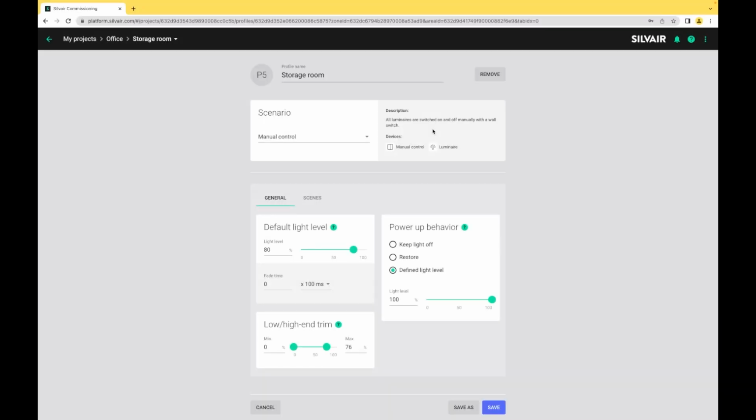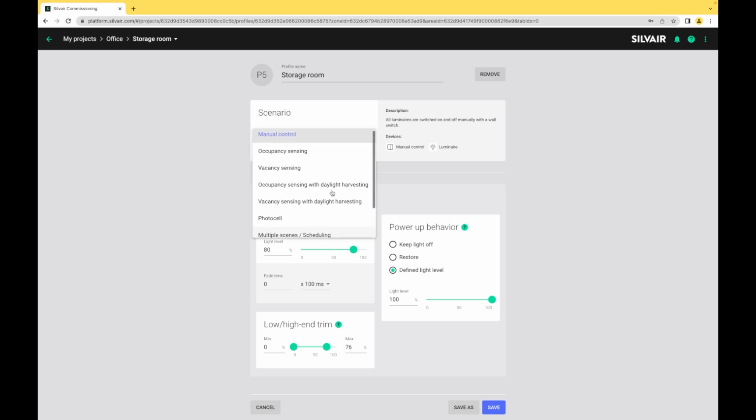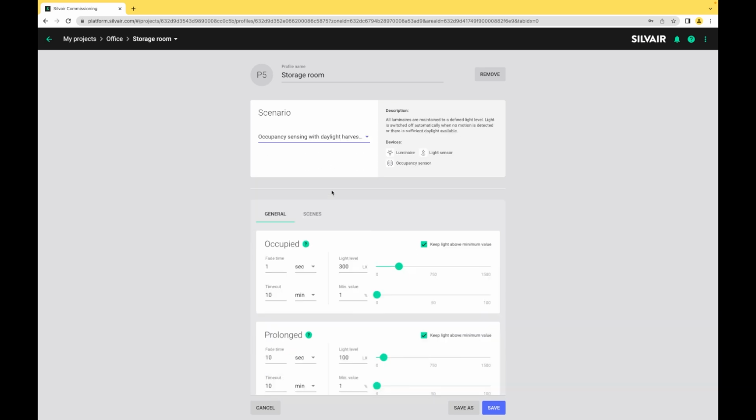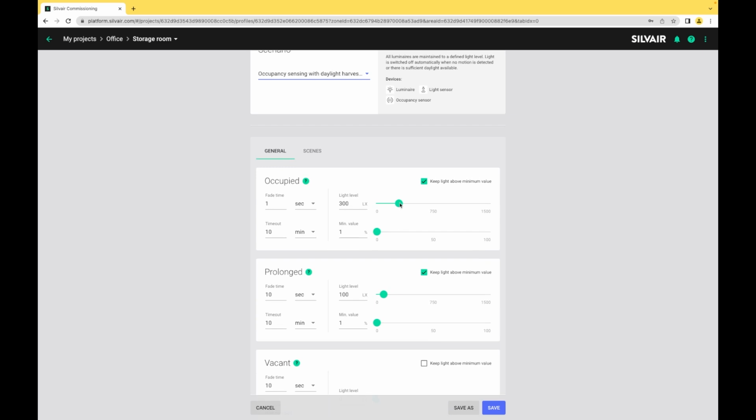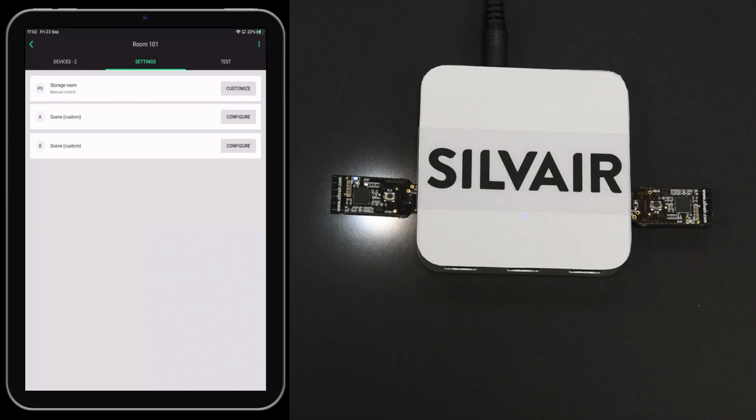Another available scenario is occupancy sensing with daylight harvesting. When deployed, all luminaires are switched on automatically to the defined light level when motion is detected. They are switched off automatically when no motion is detected for a given time, or when there is sufficient daylight available. Each profile has multiple configurable parameters.